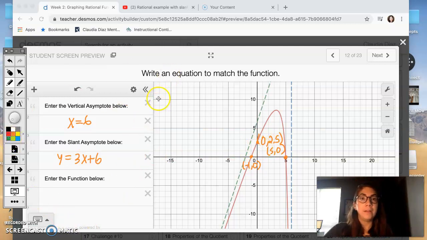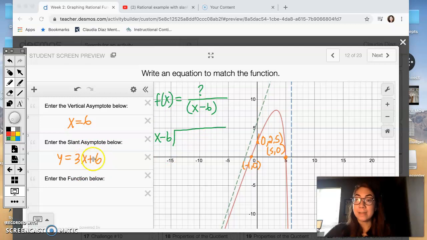We have f of x equals, remember that we're not going to know the numerator. That's what we're trying to solve for. But the denominator is our vertical asymptote, which is x minus 6, since it's x equals 6. So remember, we're going to set this up like we were dividing. And the dividing part on the outside is x minus 6. On the numerator is our slant asymptote, 3x plus 6.